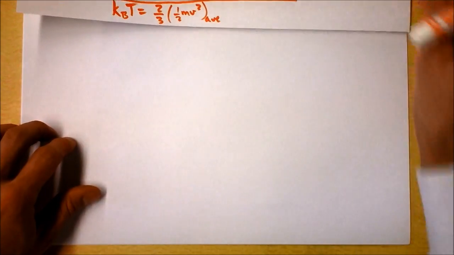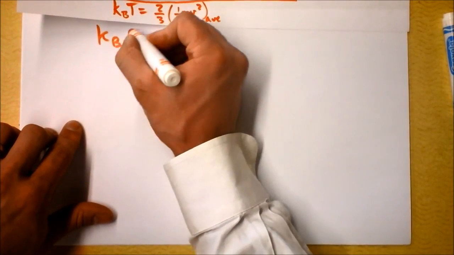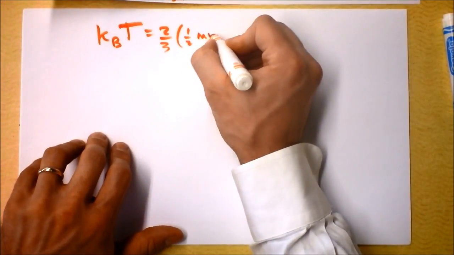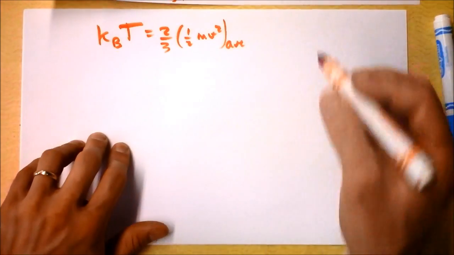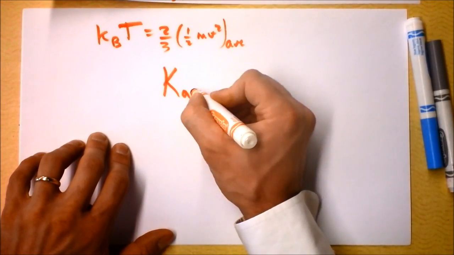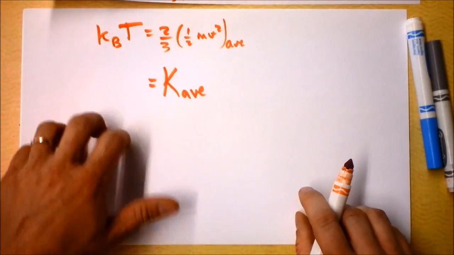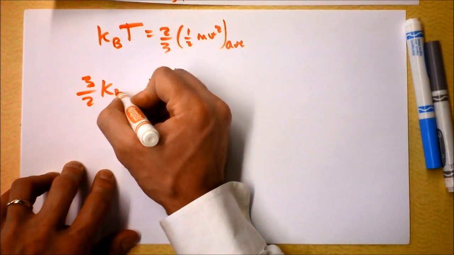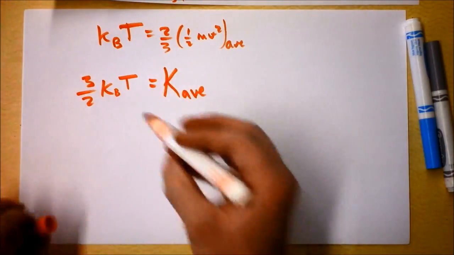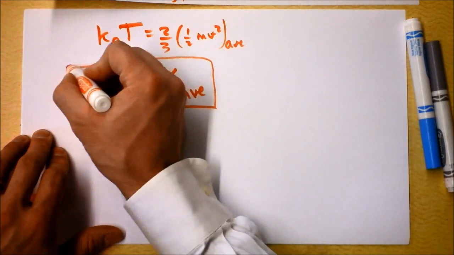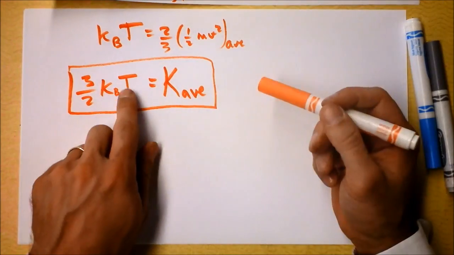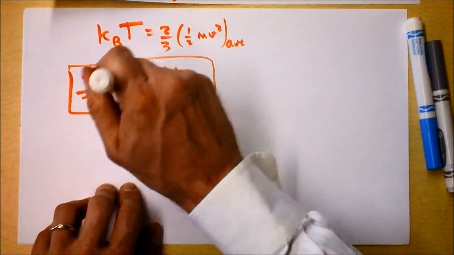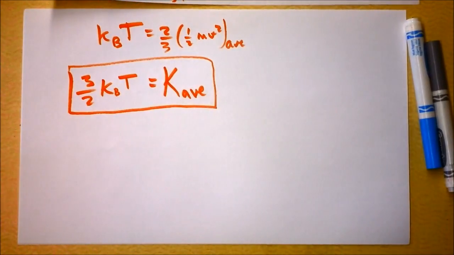Here we go. Since Boltzmann's constant times the temperature is 2/3 times the average kinetic energy, I can conclude that the average kinetic energy of a particle in a gas is 3/2 Boltzmann's constant times the temperature of that gas. And this is what we've been working for. You can now tell me if you know the temperature of a gas, the average kinetic energy of a particle within it. This is a new definition of temperature. Now we know what temperature actually means.